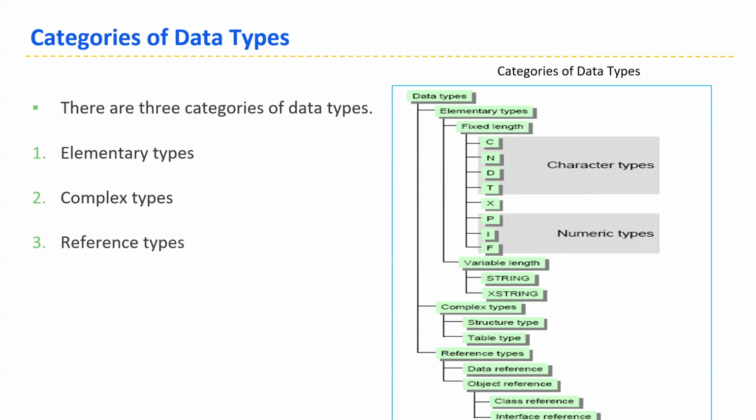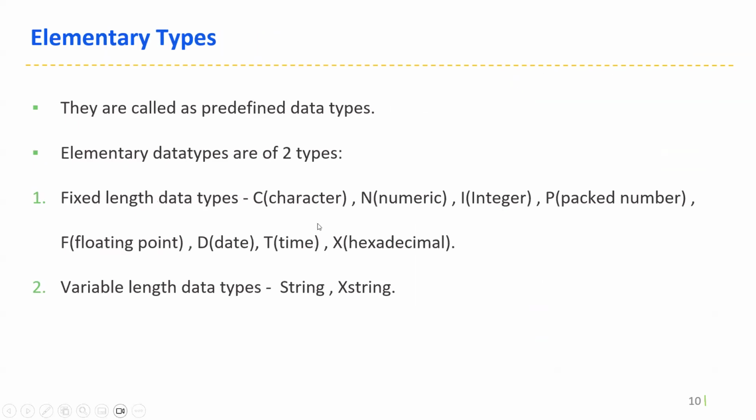So we have three categories under the data type: elementary, complex, and reference. First we will see elementary data type, and after a few days we will see the other two. In elementary data type, it is again classified into two types: one is fixed length and the other is variable length. This elementary data type is also called a predefined data type.